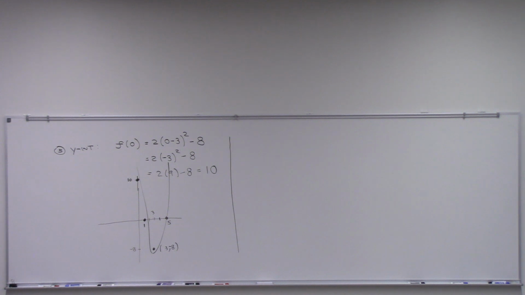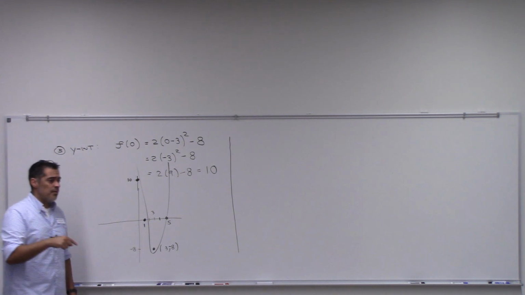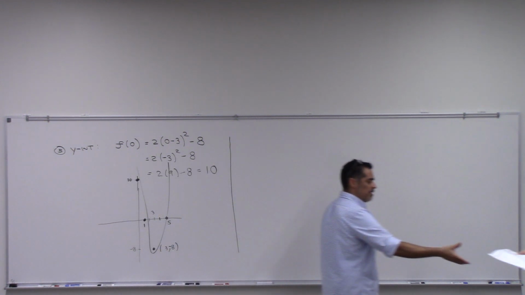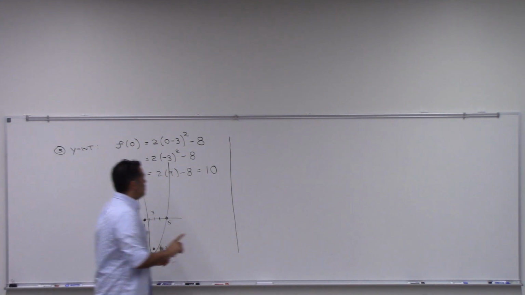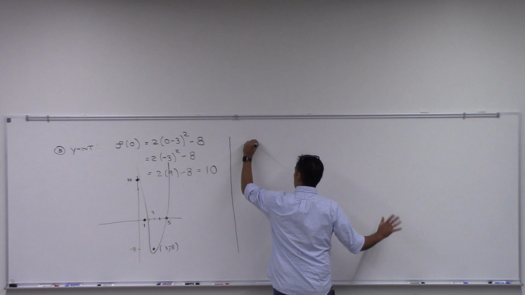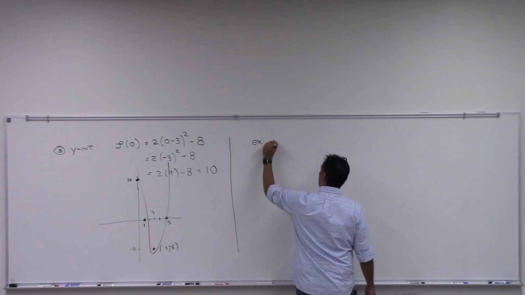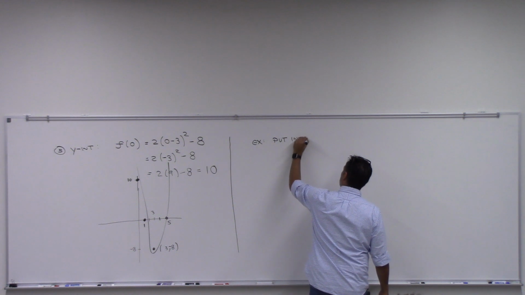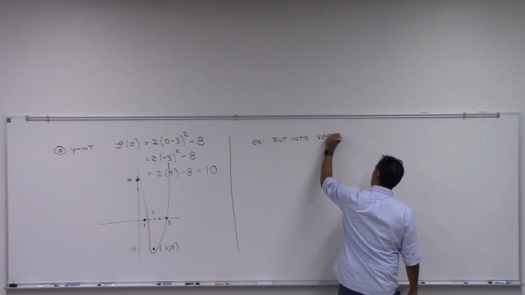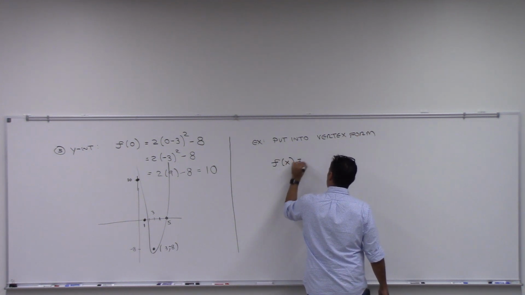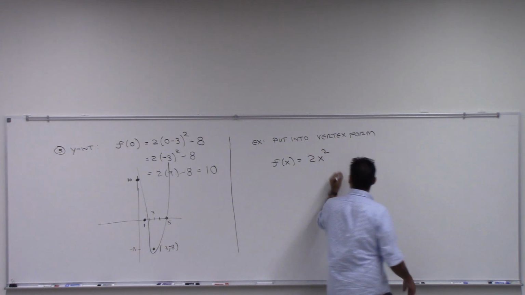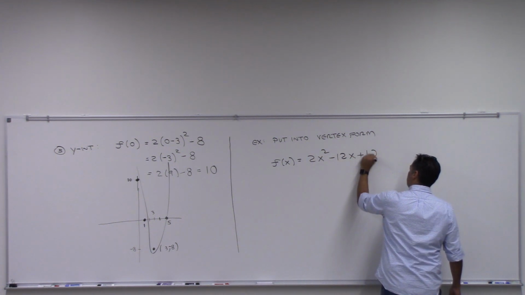All right, so now what I'd like to do is show you how to get from vertex form to standard form. I'm sorry, the other way around. I want to show how to get from standard form to vertex form, right? So this is a new example, all right? I'm going to say put into vertex form. And the function I'm going to give you, the quadratic function, is the one we just did. 2x squared minus 12x plus 10.